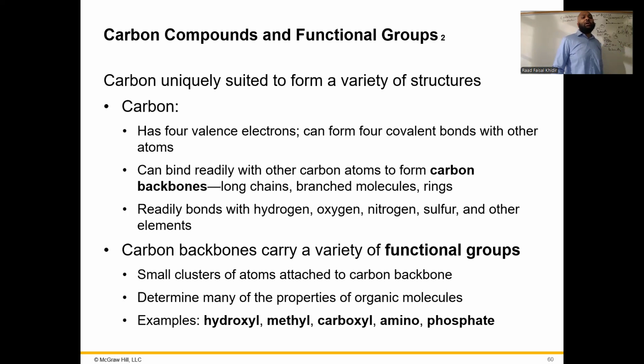Okay? Okay, so the carbon is uniquely suited to form a variety of structures. Number one, carbon, this organic compound, has 4 valence electrons. I'm not going to ask you how many valence electrons there are. So that's general information. It can form 4 covalent bonds. We've seen that in the amino acid. Is it a secret that carbon has 4 valence electrons and it can form 4 bonds? We saw that in the amino acid. The middle carbon was called what?